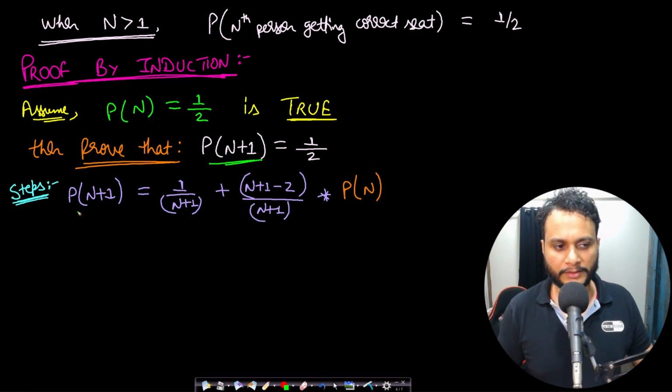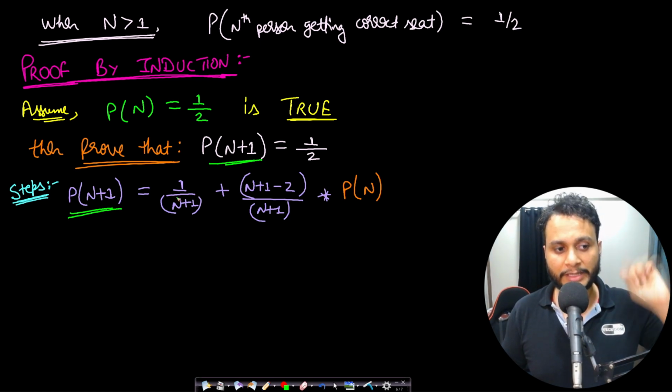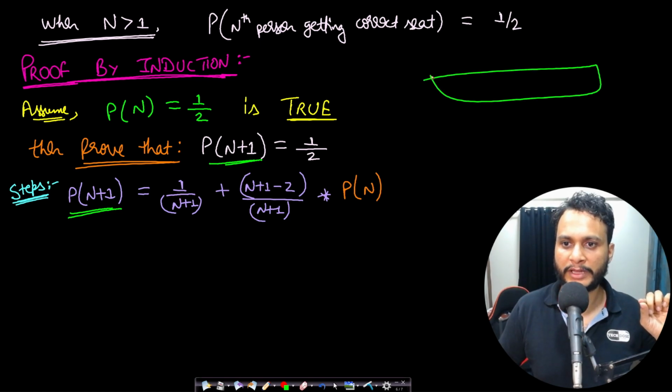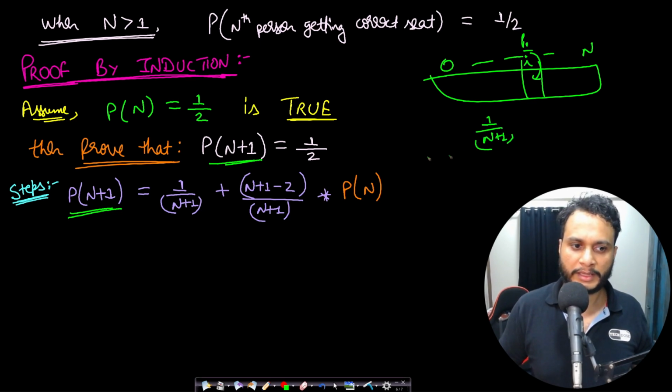So let's write it. Probability with n plus 1 people and n plus 1 seats is equal to, if the first person gets to his correct position, if you have a total of n plus 1 seats from 0 to let's say n, then if P1 had to sit at some ith index, and if he gets to his correct seat, then everyone else will always get to his correct seat according to case number 1. So what is the chance of getting this done? It will be 1 by n plus 1, and this is according to case number 1 that I had explained.